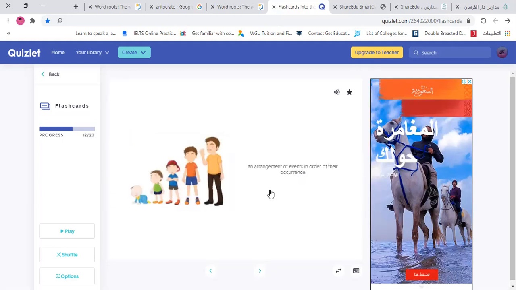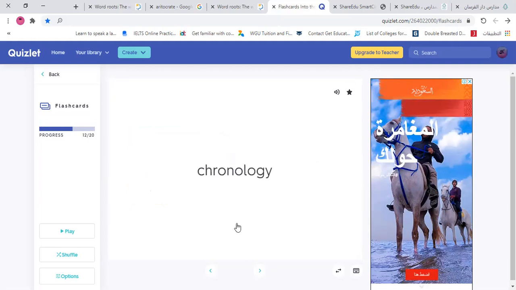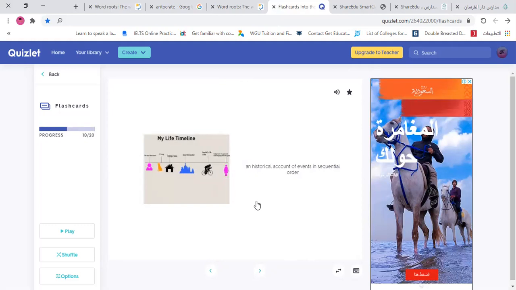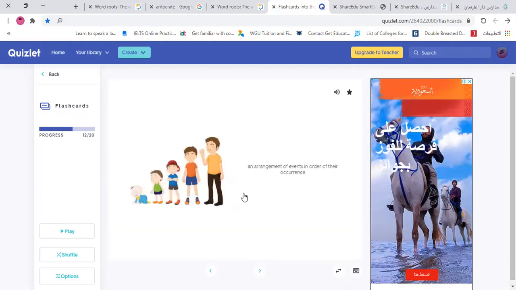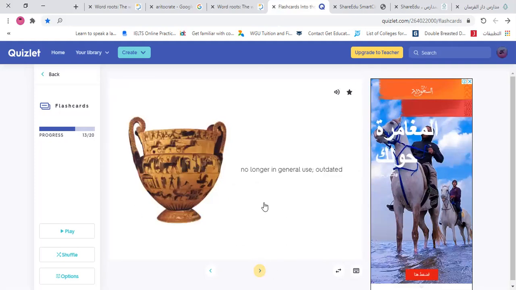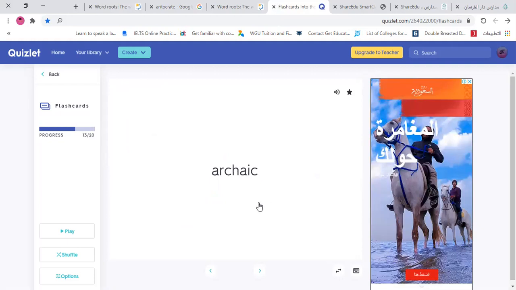Chronology. Chronology means an arrangement of events in order of their occurrence. Chronology. This one, chronicle, is the events that I want to put in order. But this one, chronology, is like the study of the events as they come from young to old until you become a young man.